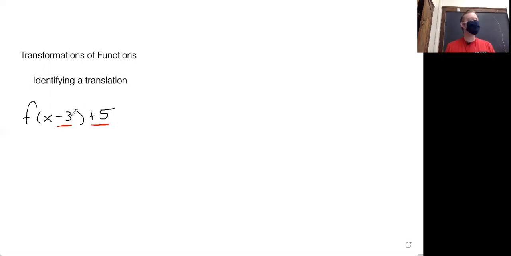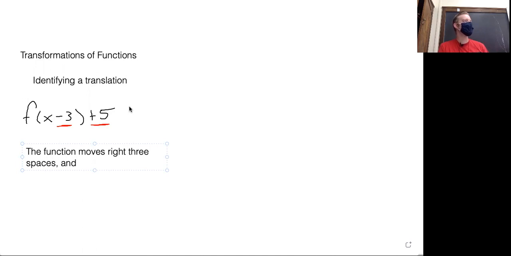So if I'm looking at this minus 3, does anybody remember what this minus 3 would do to our function? Where would that move our function? If it's inside the parentheses, it's either going to move us left or right. And if it's minus, which direction is that going to be? It's going to move us right, correct? So we would say the function moves right 3 spaces. And what about the plus 5 that's outside the parentheses? What would that do to our function? It would go up 5 spaces, correct?